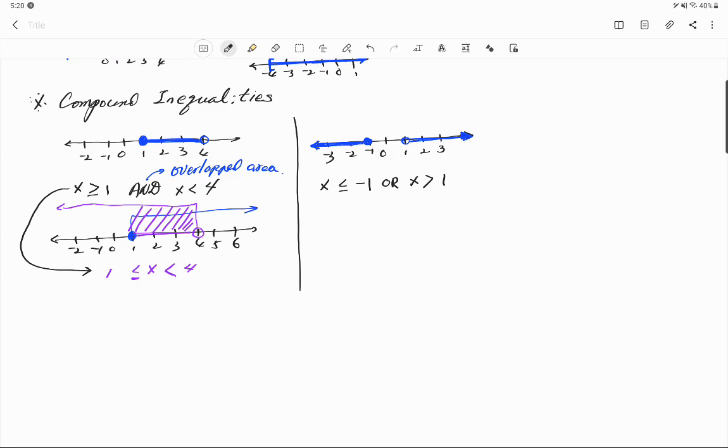So use "or." In that case, there are two inequalities connected with "or," and then two inequalities connected with "and." And means find the overlapped area of the two inequalities. Or means it can be either interval, either interval A or interval B. So that means put them together. Keep this in mind.